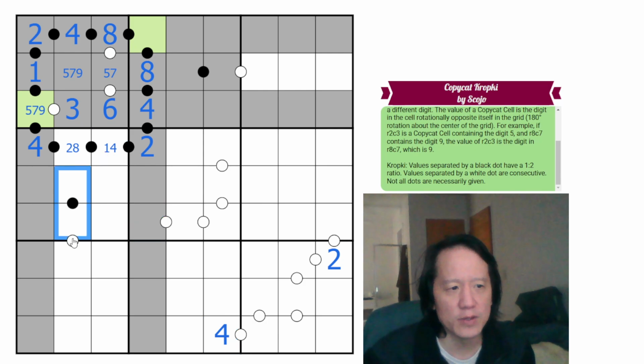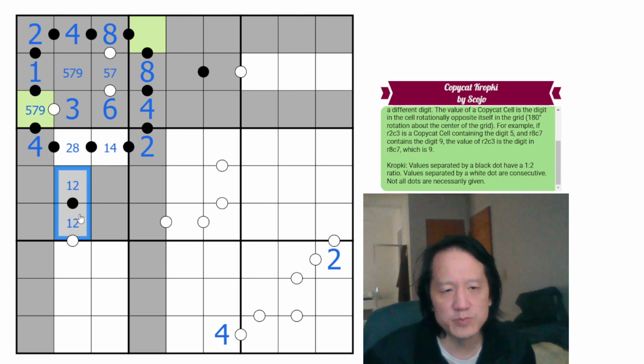This cannot be... what could it be? It cannot be 3, 6. So it's either 1, 2, or 4, 8, but it cannot be 4, 8. If it's 4, 8, this becomes 2 and 1. But then the 4 doesn't work. So this has to be 1, 2. So this is 1, 2. And we know the copycat cell has to be one of those 2. So this cannot be a copycat cell.